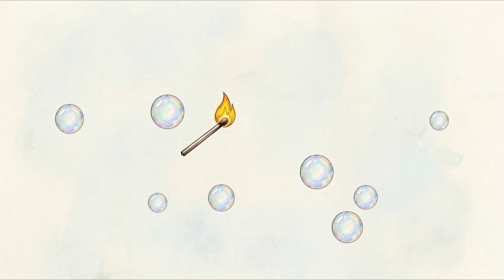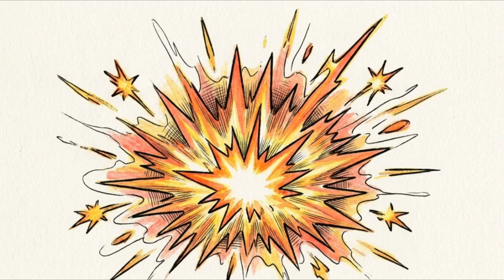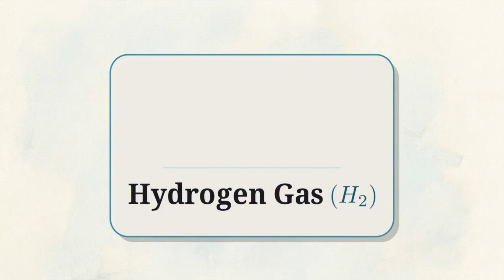To identify what is inside those bubbles, we apply a standard diagnostic test. We take a burning candle and bring it close to one of the floating bubbles. It immediately ignites with a bright micro-explosion. You will hear a distinct, sharp pop sound. That specific auditory signature tells us exactly what we are dealing with. Hydrogen gas is highly combustible, and it burns with that characteristic pop.